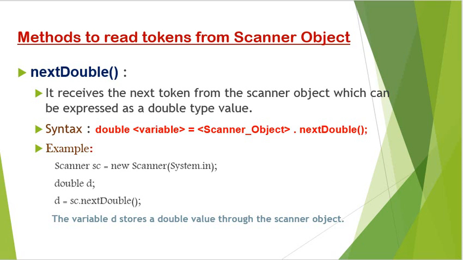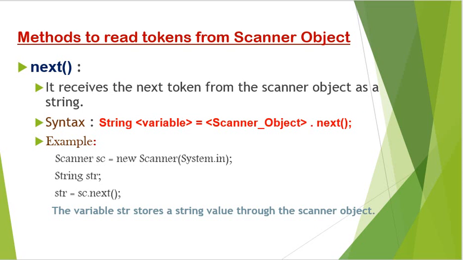Suppose we are dealing with string values, where we input a name or any set of characters from the user. Then the method that is available is the next method. This next method accepts the next token from the scanner object as a string. Well, a string is nothing but a set of characters that can be accepted from the user.